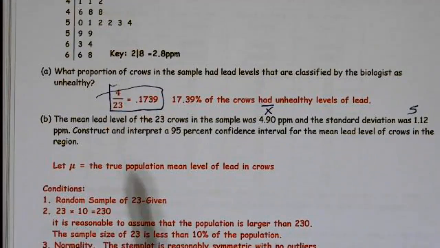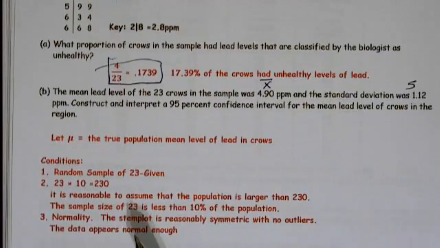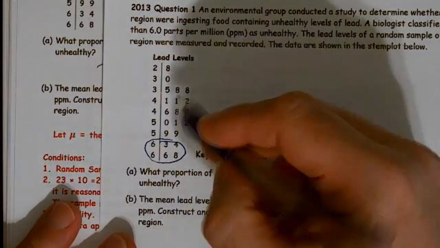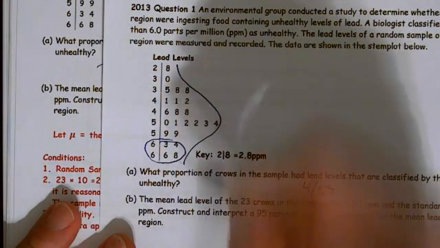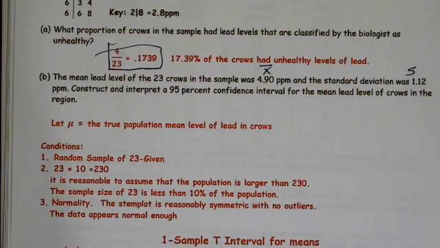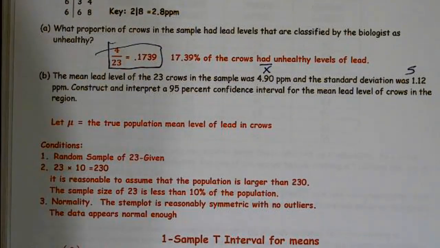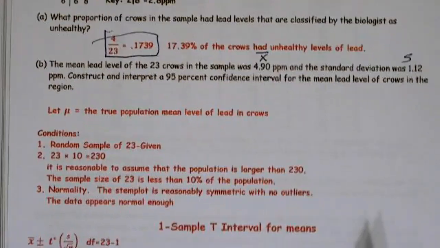Conditions. Random sample of 23, that was given. 23 times 10, I'm pretty sure that there's at least 230 crows, so the sample size is less than 10% of the population. I also need to check normality, but they did me a favor. They gave me a graph, and when I look at the graph, it's reasonably symmetric in mound shape, no outliers. So the stem plot is reasonably symmetric with no outliers. The data appears normal enough, so the normality condition is taken care of.